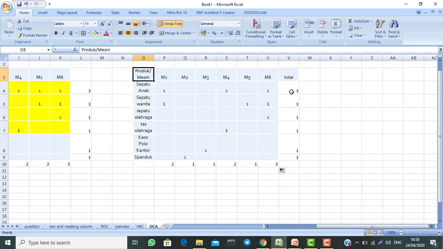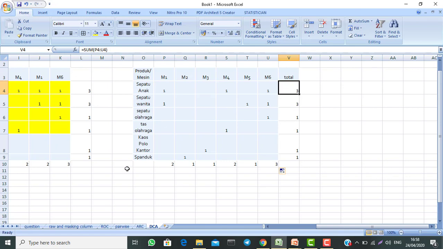The first thing you have to do is add up the calculations. Just add up all the number 1s. The number here represents that the product will go to a certain machine. So let's say the children's shoes will go through machine number 1, machine number 4, and machine number 6. So the number 1 here represents that the machine will be used to create these children's shoes. Then just add up using the auto sum in your Excel, or you can calculate by hand, and then we get this number.